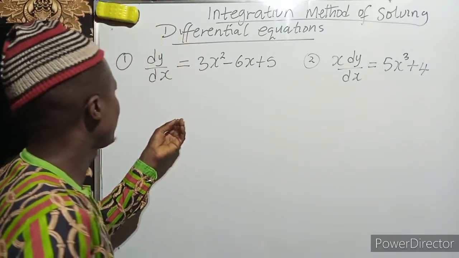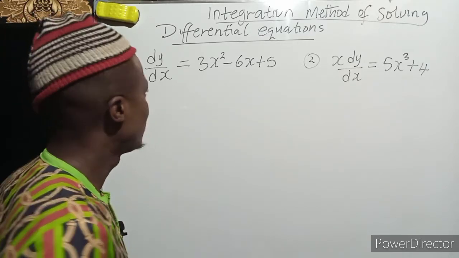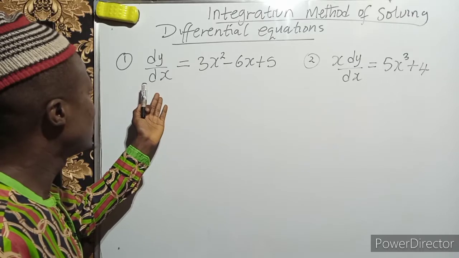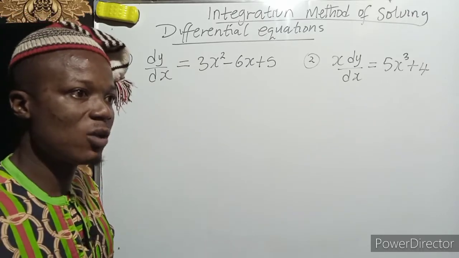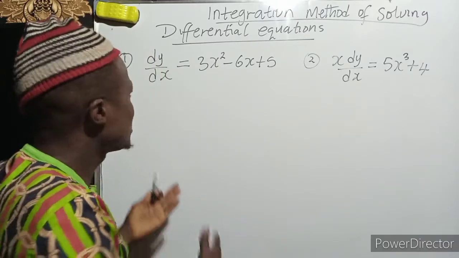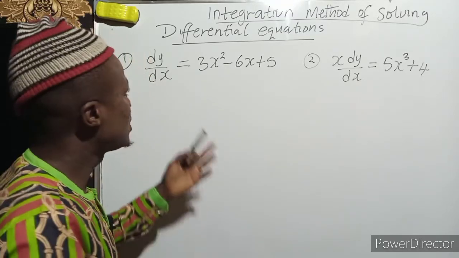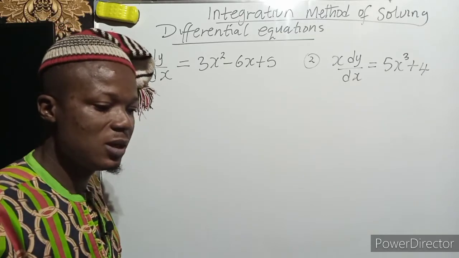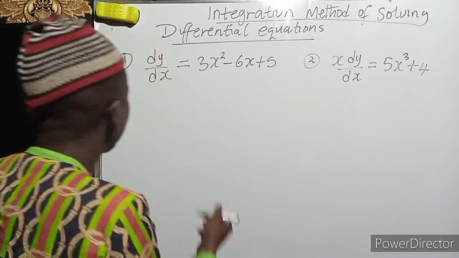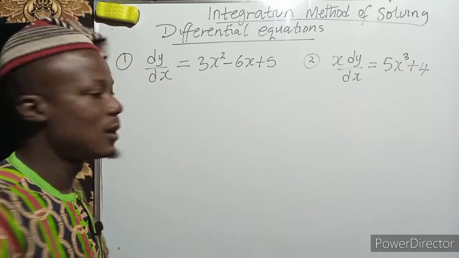Okay, so in the first question we have here, we have dy over dx equals 3x squared minus 6x plus 5. Now to solve this by integration, we need to do away with this dy dx. If this dy dx is done away, it means we've solved this given differential equation. And the only method that can help us do that is the integration method, because if I integrate this differential equation, it gives me an equation without this dy over dx. So I have to integrate both sides, because in any equation, whatever you do to both sides keeps it balanced.